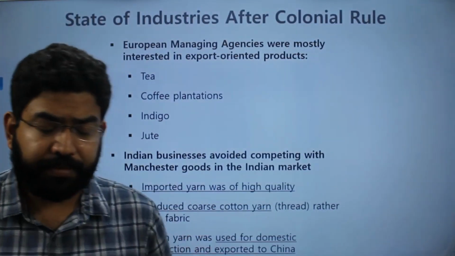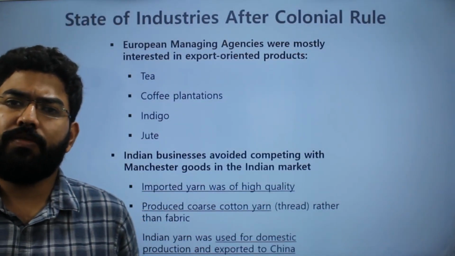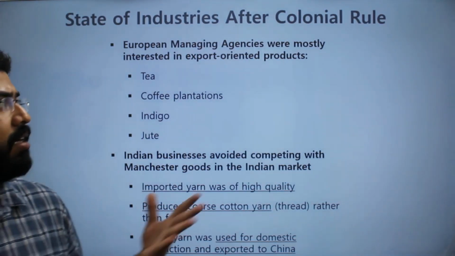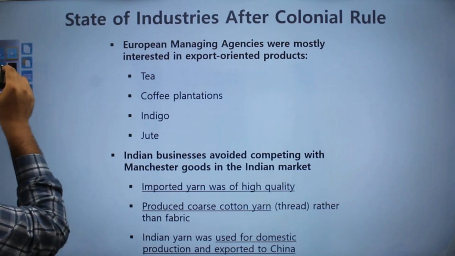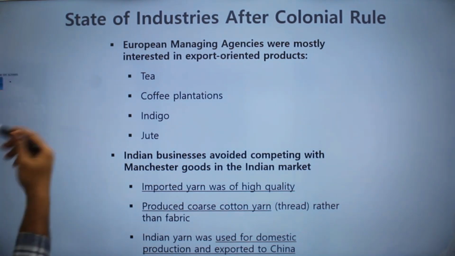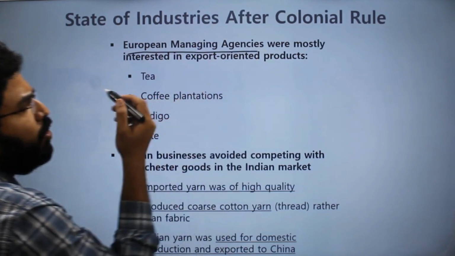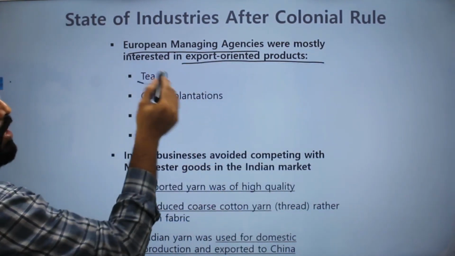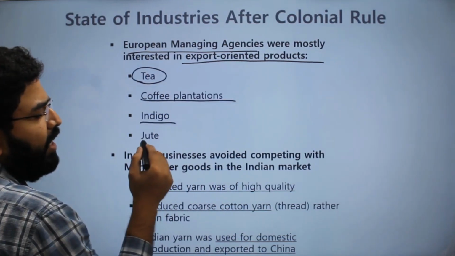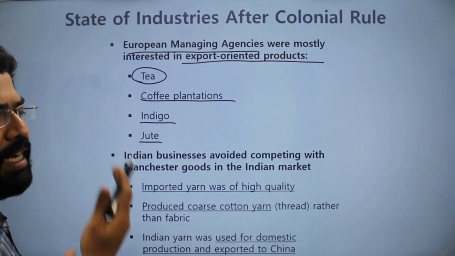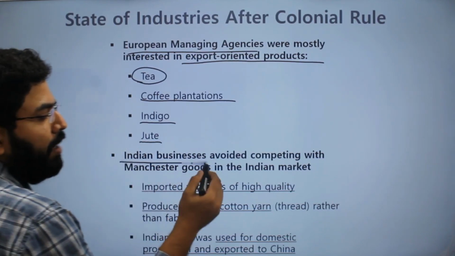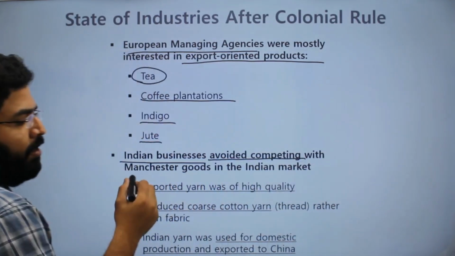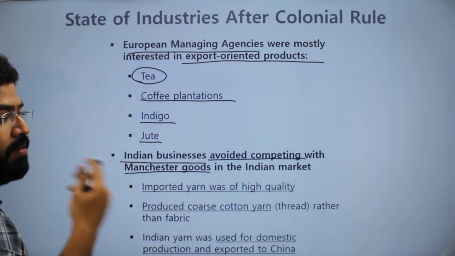Now, with the domination of the European companies in the Indian market, there was not a lot left for the Indian industrialists. So the European managing agencies dominated and wanted export-oriented products, like tea, coffee plantations, indigo, jute. They were dominating these markets, and the Indian mill owners or entrepreneurs did not want to compete with them, with the Manchester goods as well.